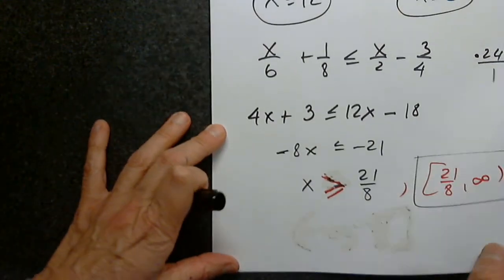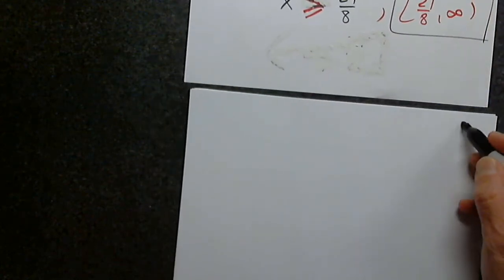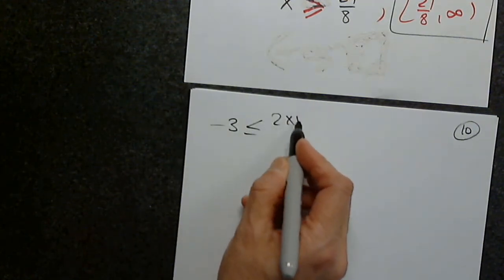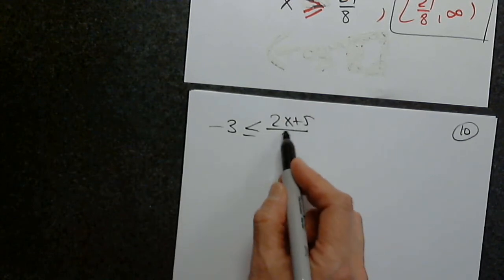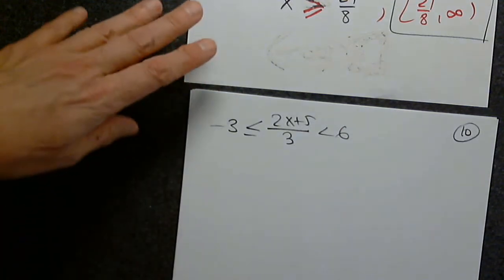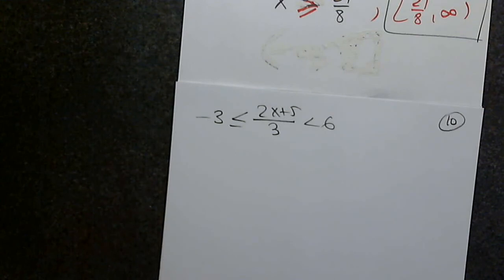Okay, where is it? Yes. So negative 3 less than or equal to 2x plus 5 divided by 3 less than 6. This is a compound inequality, which means it's two inequalities, but we hope to be able to solve them at the same time. That would be the most efficient way.